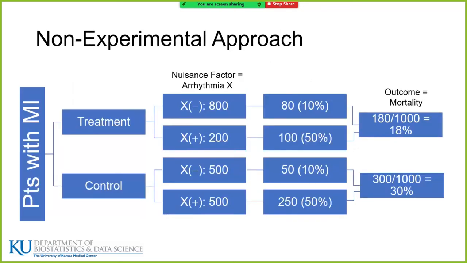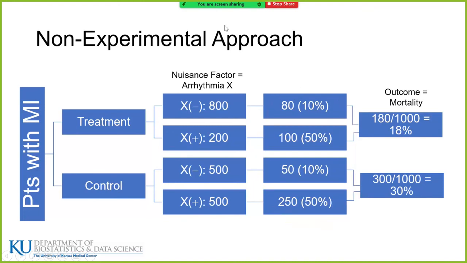Let's take a look at the impact of the non-experimental approach in patients with MI. Suppose we have a population of patients with this heart condition. We're using a non-experimental approach, so we're just observing what kind of treatment they received, and then we observe their outcome, which in this study is mortality. In the treated group, of which there were 1,000 participants, there was an 18% mortality rate. In the control group, there was a 30% mortality rate.